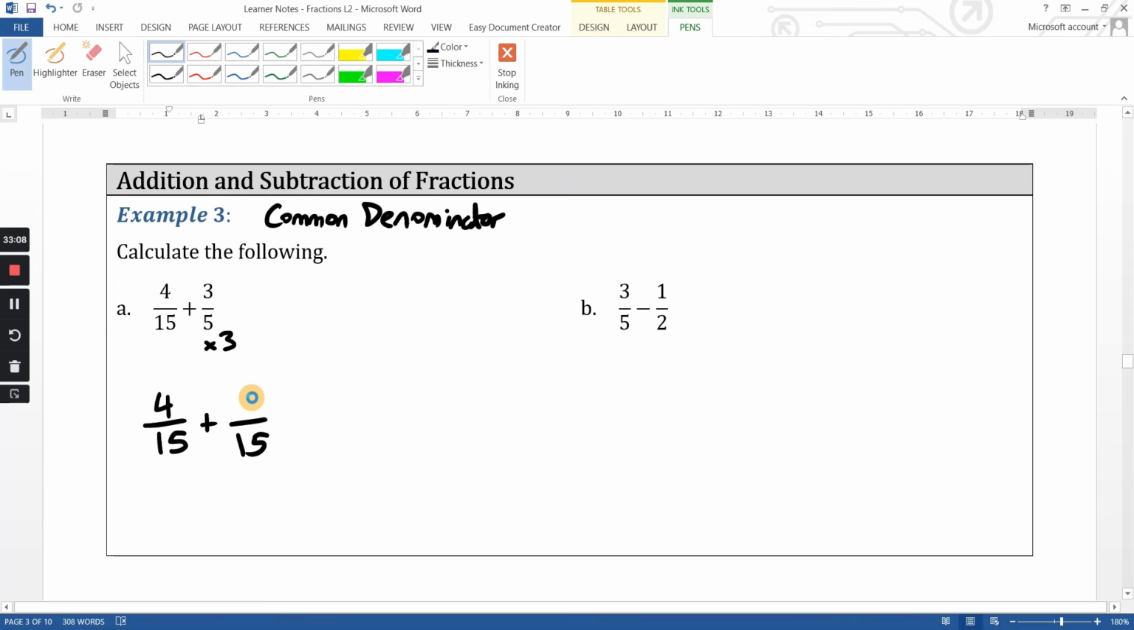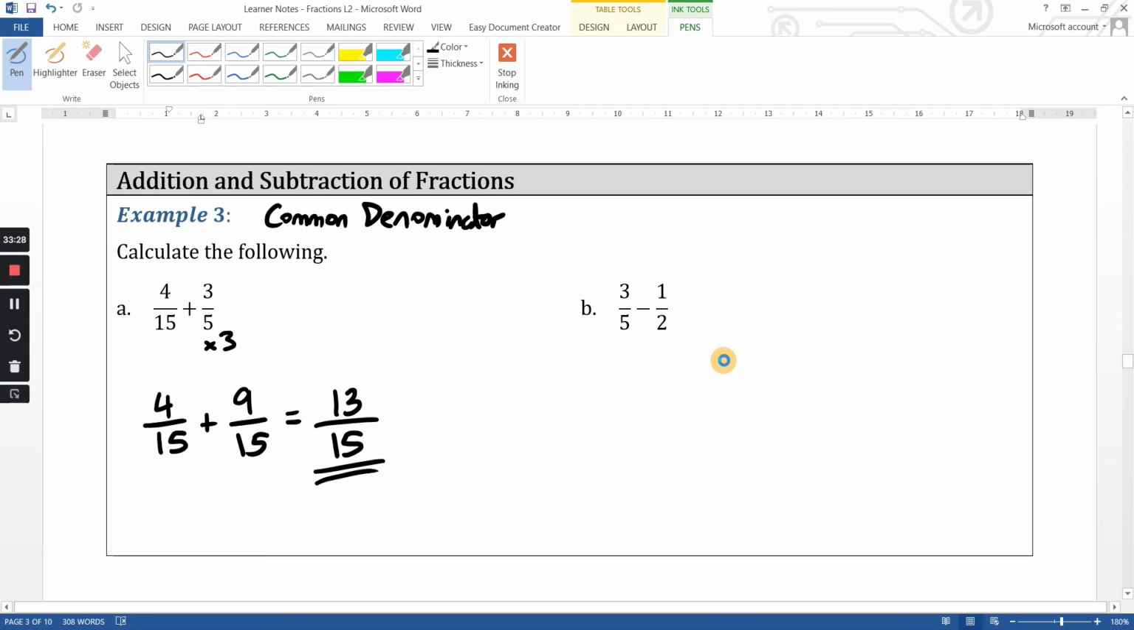So 3 times 3 gives you 9 at the top. And now you can add the fraction, and then again, for your answer, your denominator is going to be the same. It's also going to be out of 15. And you just add your numerators together. So in this case, 4 add 9 gives you 13 out of 15.